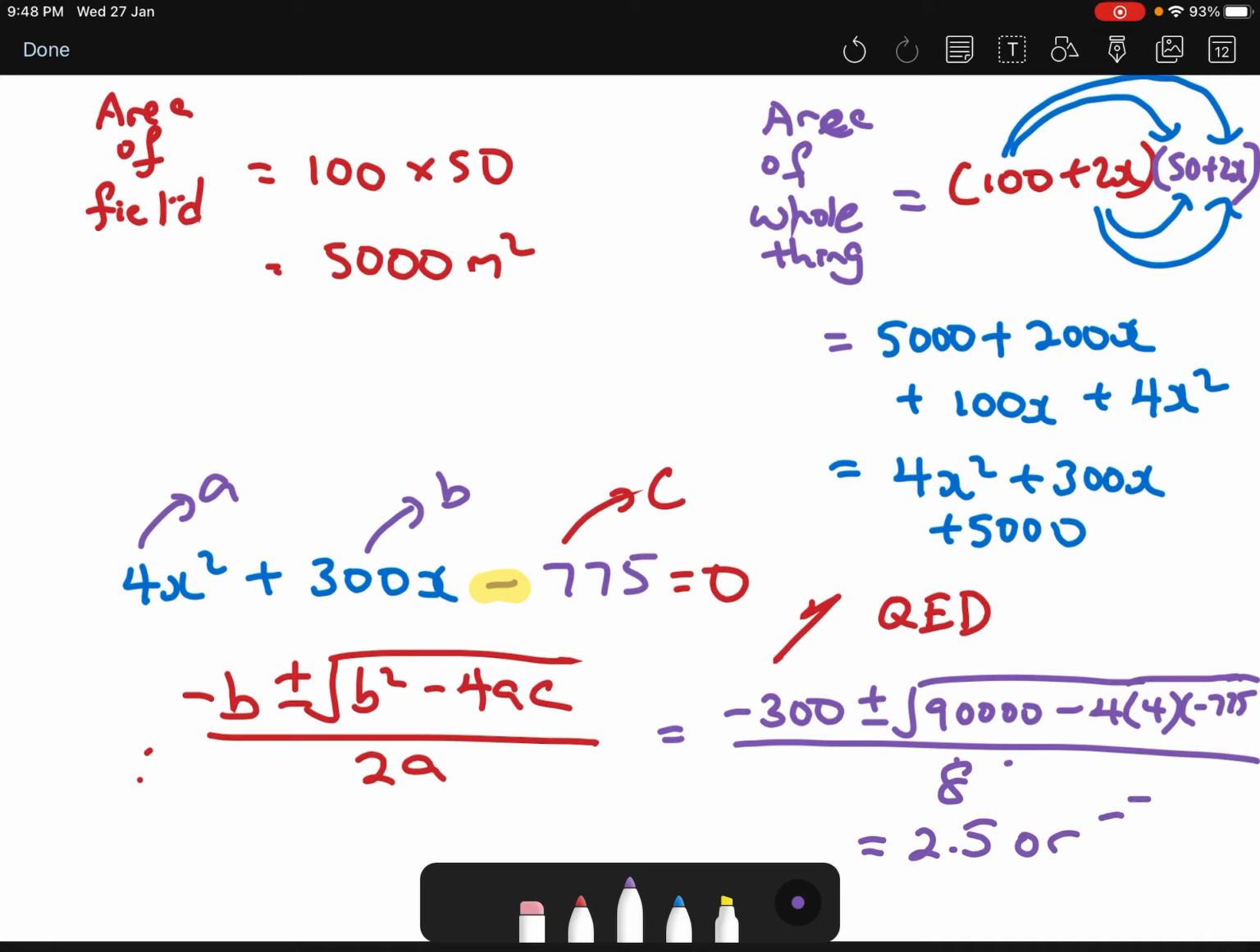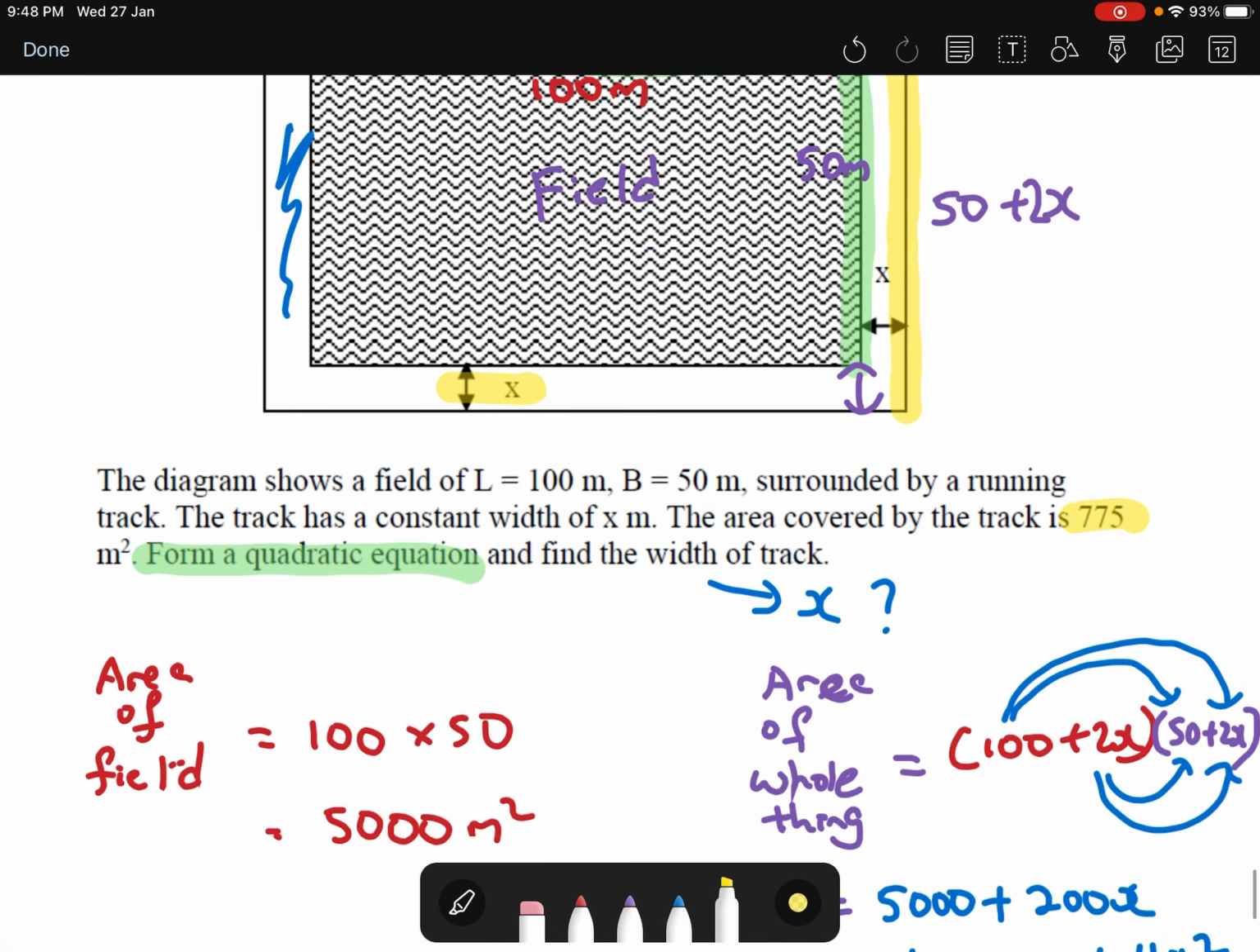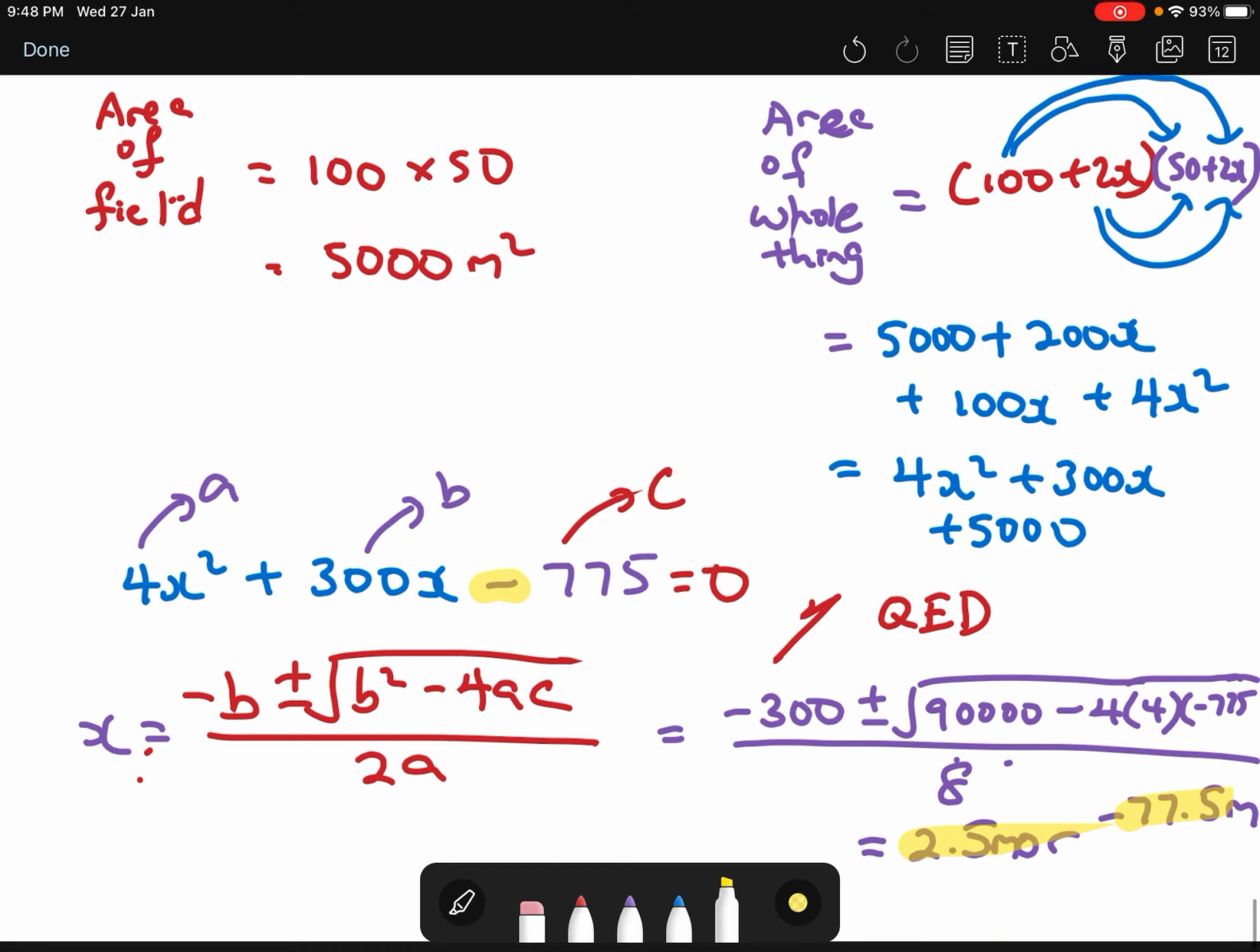Another answer is negative 77.5 meters. Of course we know that x denotes the width of the track, and we have solved for x already. The length cannot be negative, so we must reject this. 99% of the time we will reject the negative number. So this is the forming of a quadratic equation and solving for it. Okay, that's it.